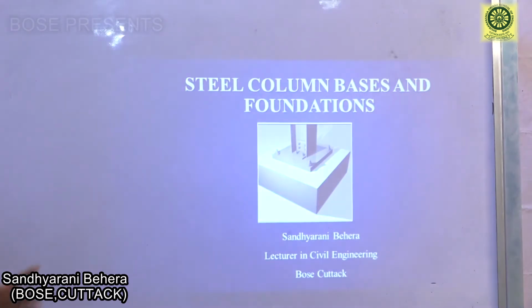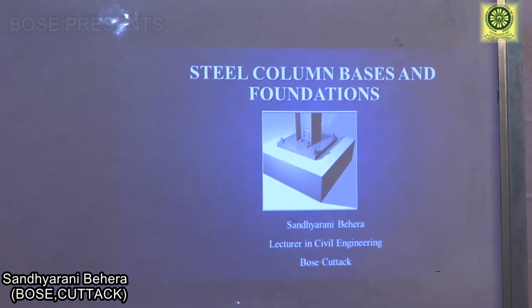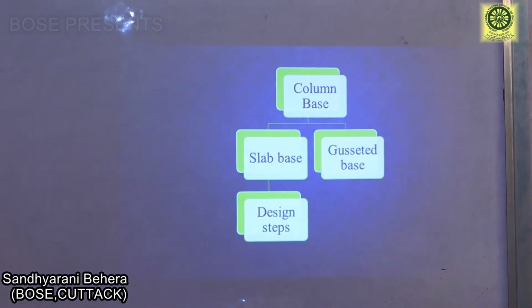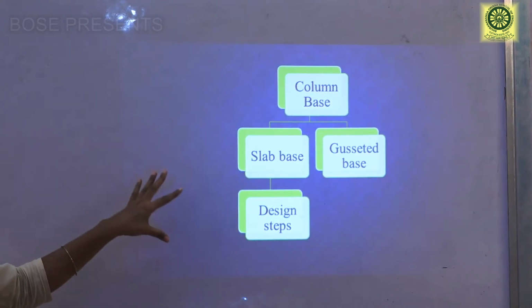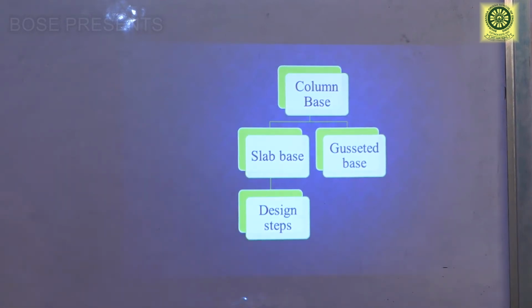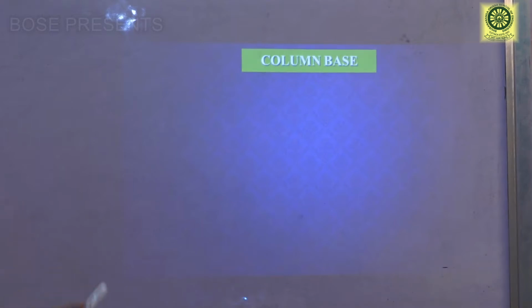I am going to discuss steel column bases and foundation. First of all, I am going to discuss what is a column base, what is a slab base, a gusseted base, then the design steps of slab base. So first of all, column base.